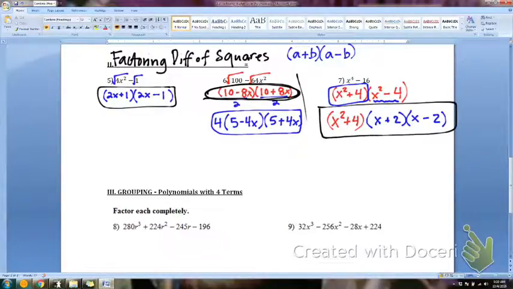This would be our finished and final answer. So always be on the lookout for hidden factors that have to go another level and be factored again.